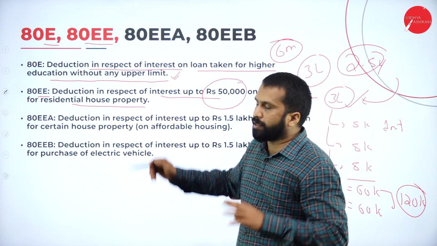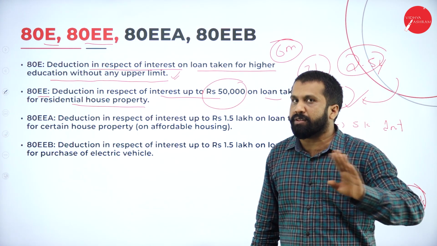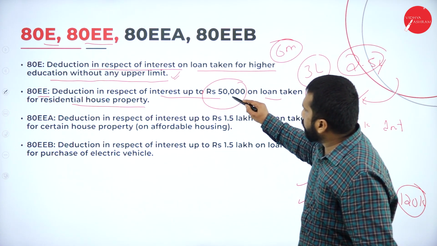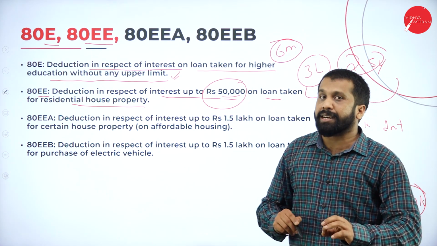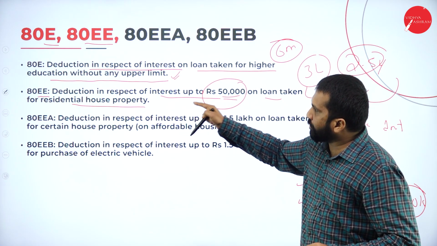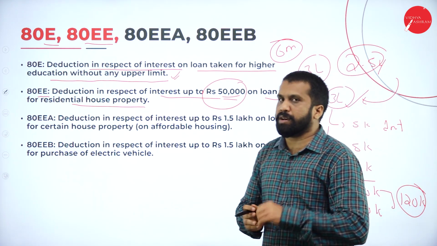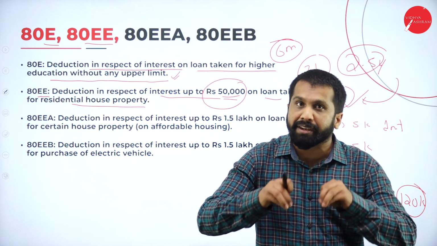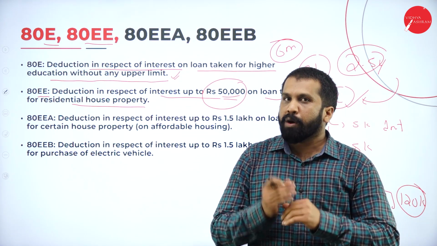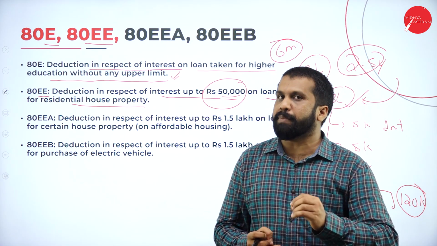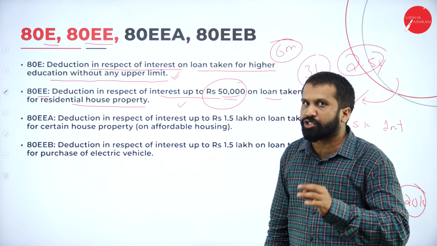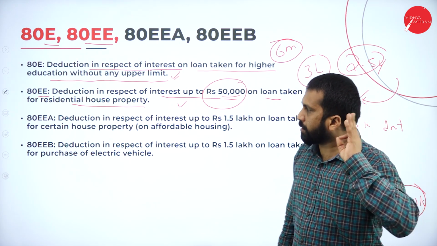Even though you're paying interest of 1 lakh per year, you cannot claim 1 lakh. You can claim up to what? Up to 50,000 you can claim. What is this residential house property? Very simple. You have constructed a house on loan and you are only living in that house. Then whatever interest you are paying to the bank, up to 50,000, you can claim it as deduction. Hope you are clear. Good.